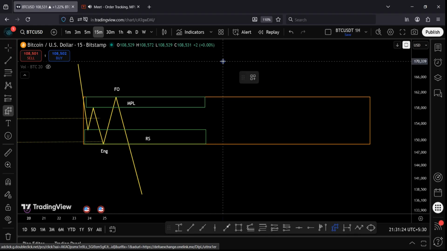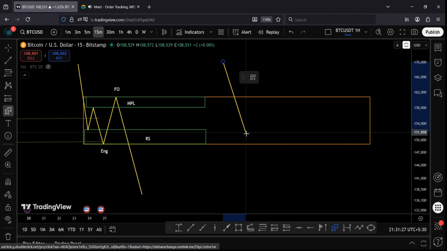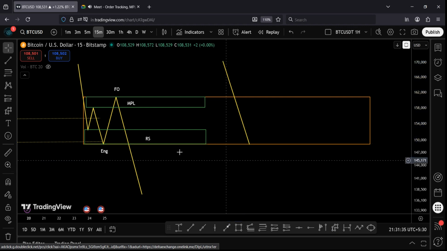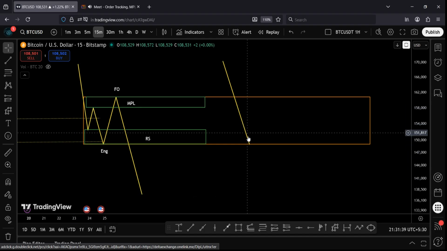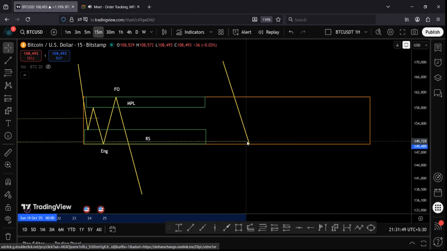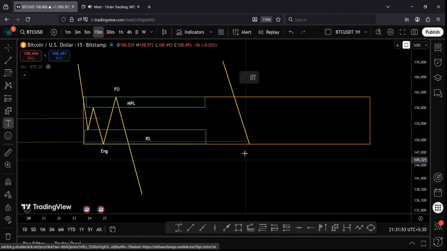Price fell from here and came directly here, right? This did not make a minor FTR like this, it came directly here. So what will happen? It came directly here and engulfed. This is our level, a historical level, and what happened here? Price has engulfed.